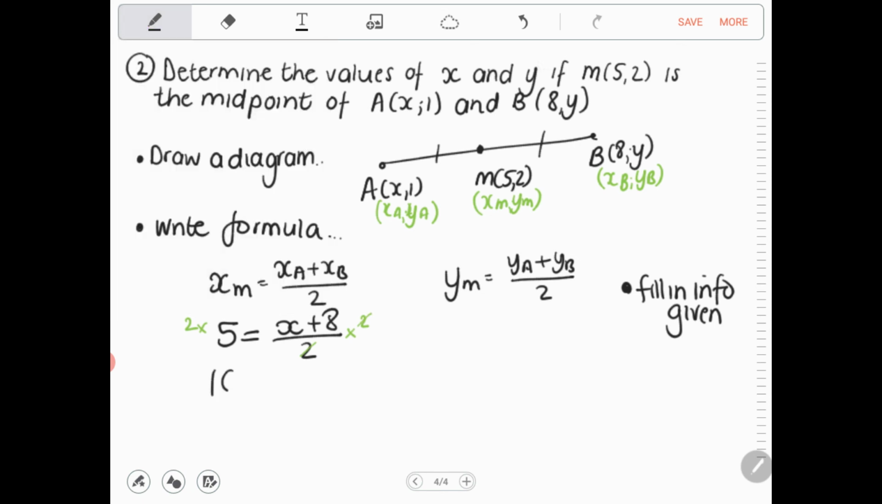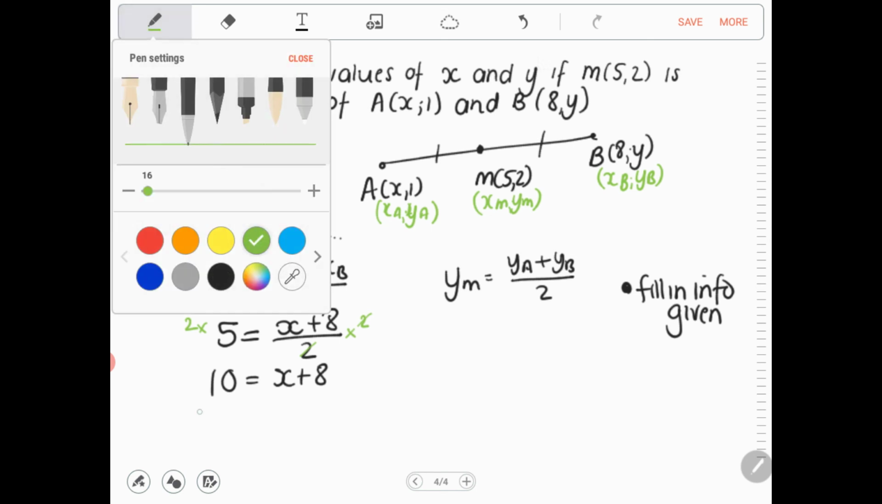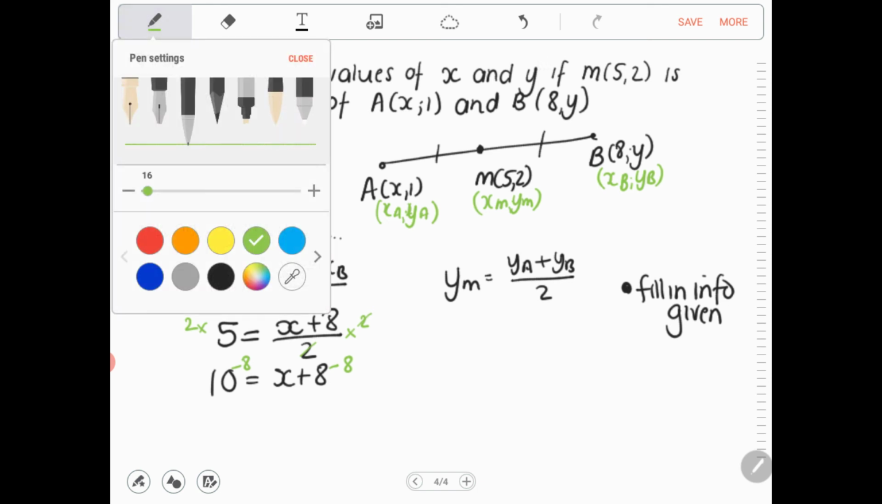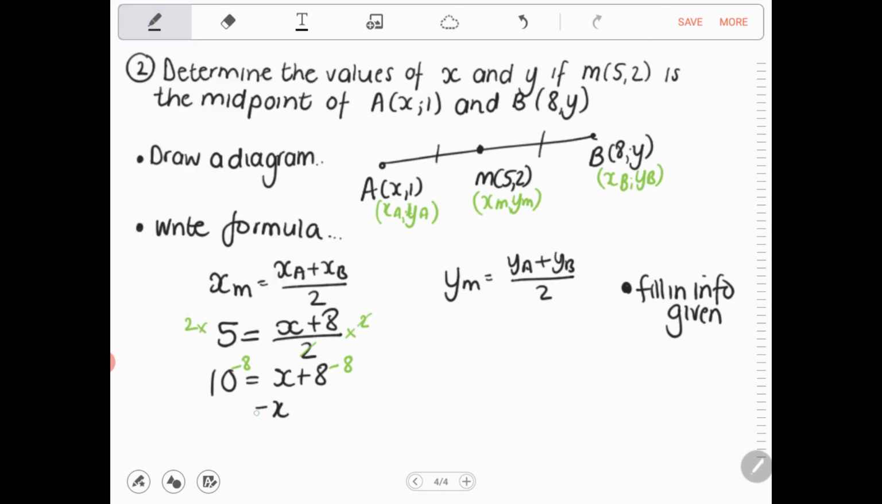So we're going to have 10 is equal to x plus 8. And again, I'm looking for x alone. It's now 2 terms, so we're going to end up using inverse operations. We're going to subtract that 8 to get x alone, and x is going to be equal to 2. All right, so that means the beginning of the line had an x coordinate of 2. Let's look at the other one.